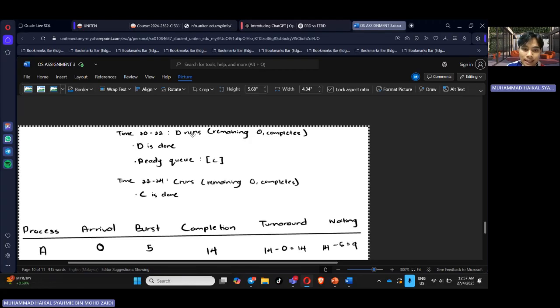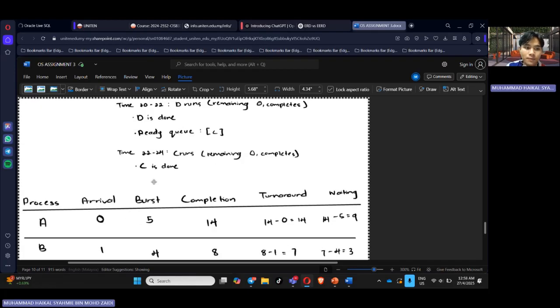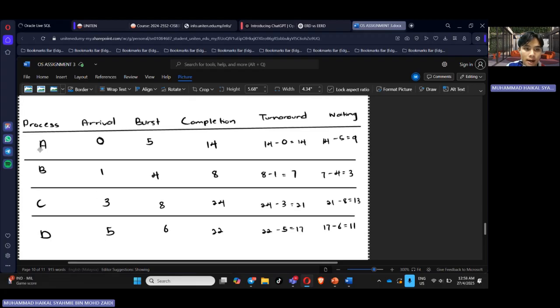So D is done, and the ready queue is just C. So at time 20 until 24, C runs, and C also completes. So the overall time is 24. So the conclusion is the completion: process A at time 14, process B at time 8, process C at time 24, process D at time 22.